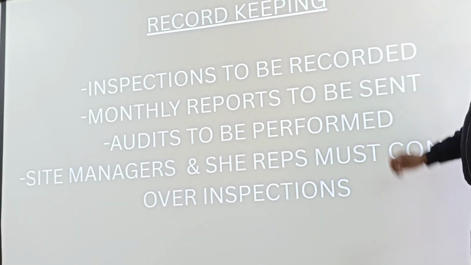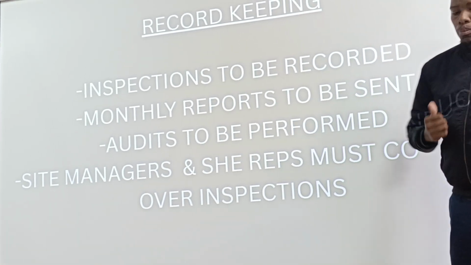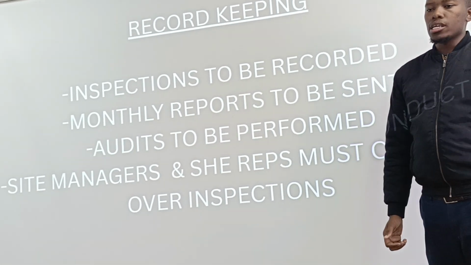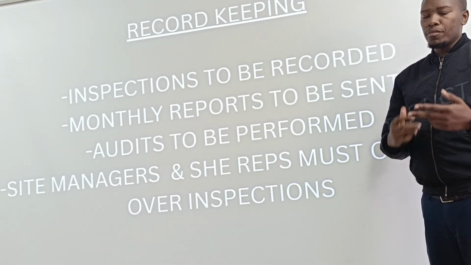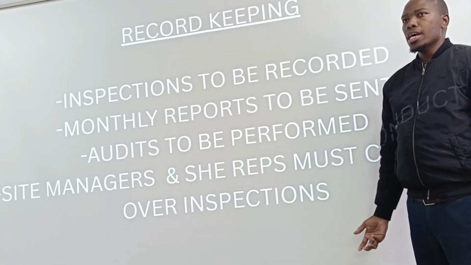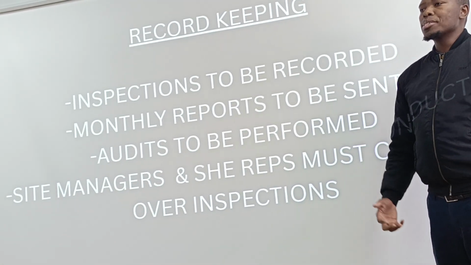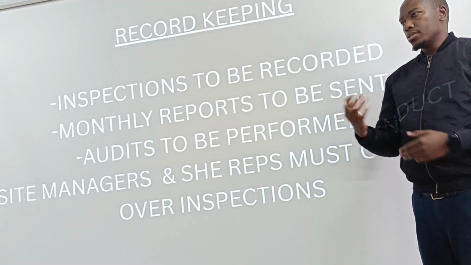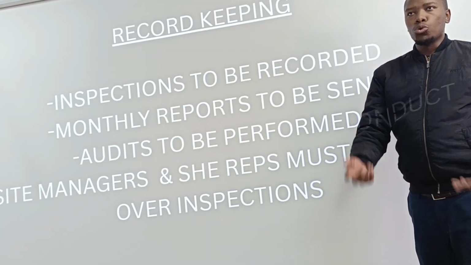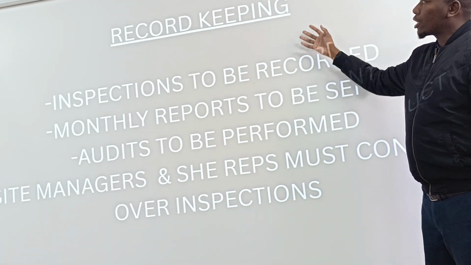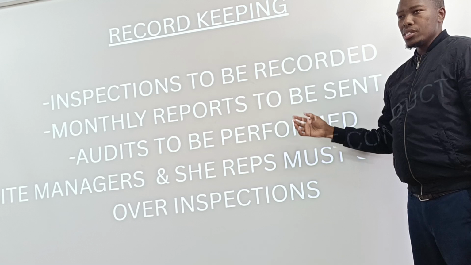So under record keeping, we have inspections to be recorded. The inspections to be recorded are the formal inspections, because we have two types of inspections. We have the formal ones and the informal inspections. The informal inspection is just going to the pit to oversee what the workers are doing. Then you just tell them verbally if they are doing good or not doing good. Under record keeping, we're talking about the formal inspections.